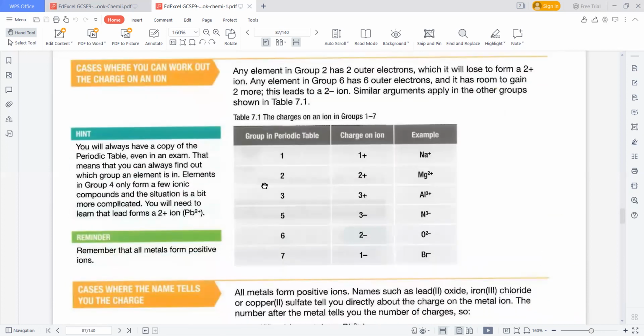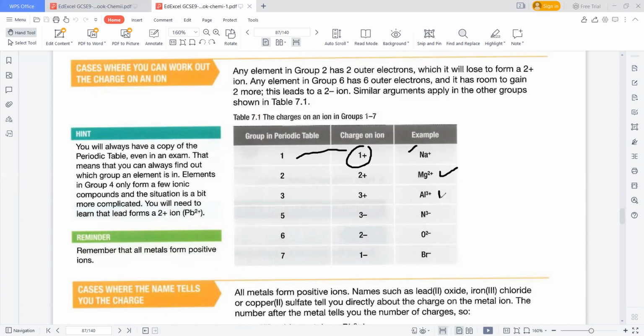Okay. So we can say that there are certain group numbers, I mean, certain period numbers. What are they going to do? They take the groups. The charge on a group number one element would be +1. An example would be sodium, so it would be Na+. The charge for group number 2 would be +2.